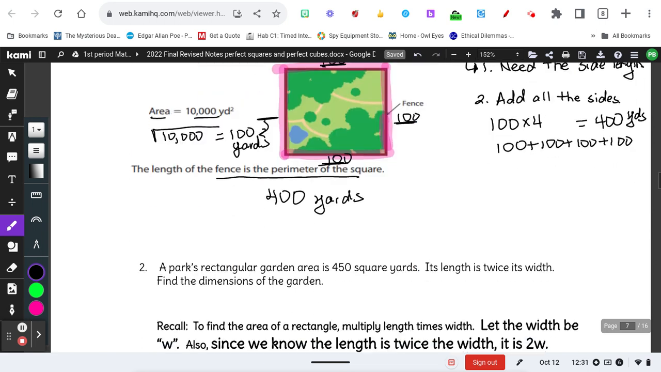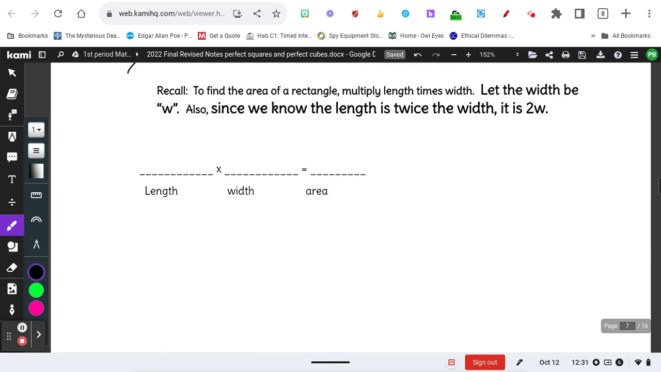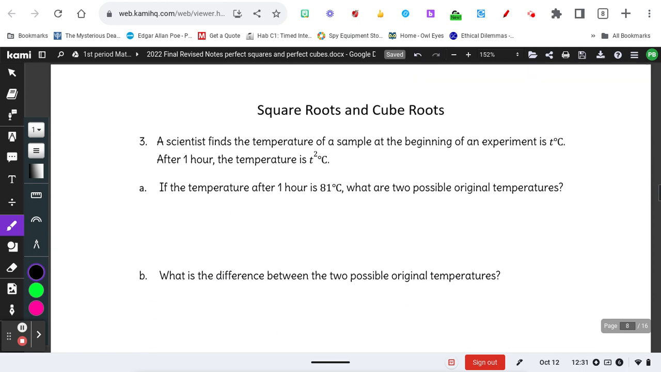Okay, we're going to skip number 2. Not going to do that one. All right, let's go to 3.